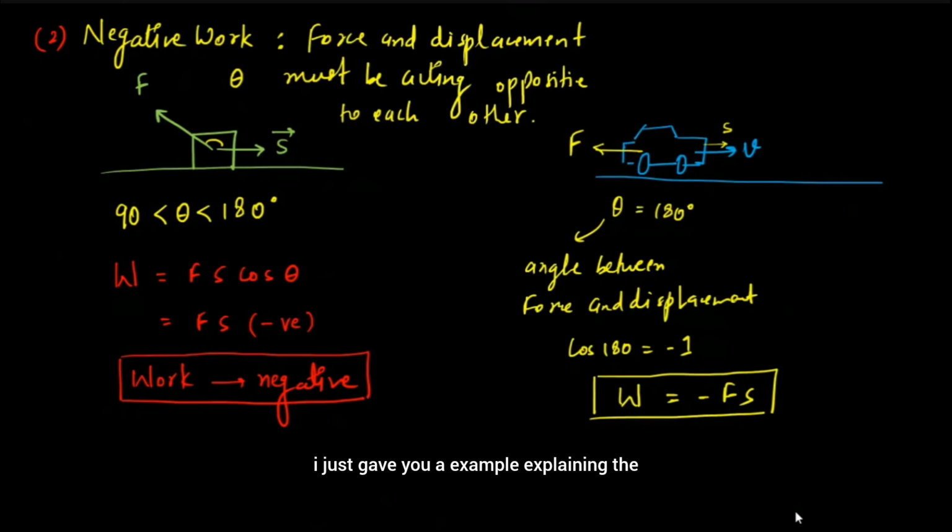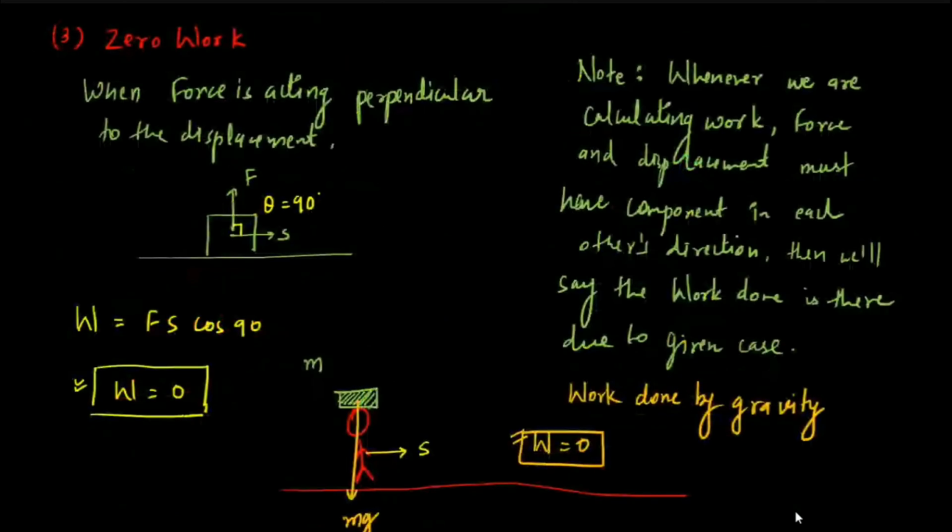I gave you an example explaining the same condition. Suppose you are driving a car and suddenly you apply the brake. When you apply the brake, the car slows down as you are applying the force in the backward direction, but still the car is going in the forward direction. So in that case, work is going to be negative. Then we talked about the zero work case, in which force and displacement are at 90 degrees to each other. In that case, the work is going to be zero.